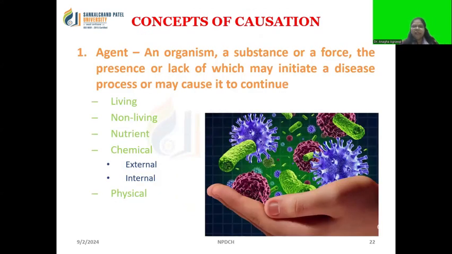So we've again seen in detail what is agent, what is host, what is environment. So agent is an organism, a substance or a force, the presence or lack of which may initiate a disease process or may cause it to continue. So it is the person or the organism or the substance, made living, made non-living, may be a nutrient, whether the presence of it or excess of it or lack of it may cause some disease to your body. So that is the agent.